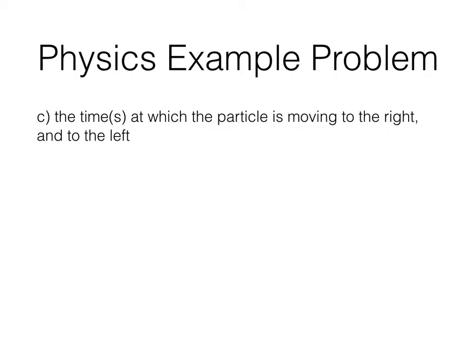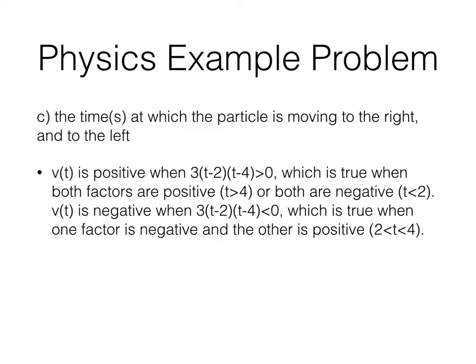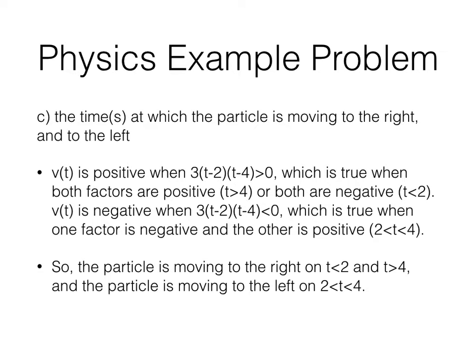Part C, the times at which the particle is moving to the right and to the left. So v of t is positive when the velocity function is greater than 0, which is true when both factors are positive and both are negative. v of t is negative when the velocity function is less than 0, which is true when one factor is negative and the other is positive.